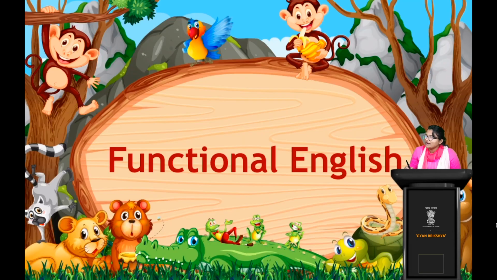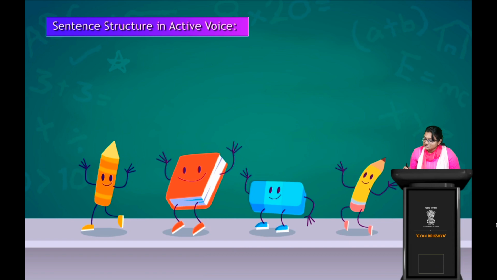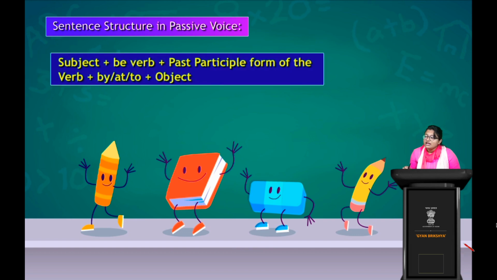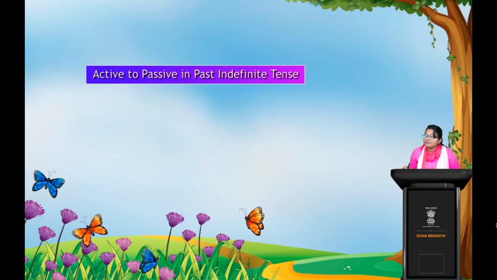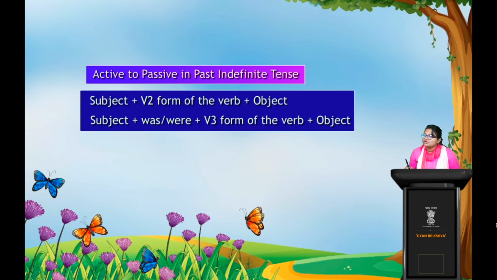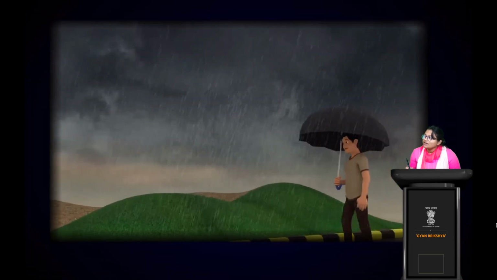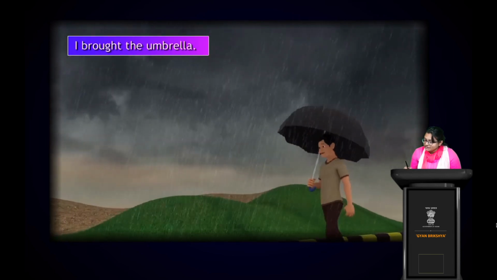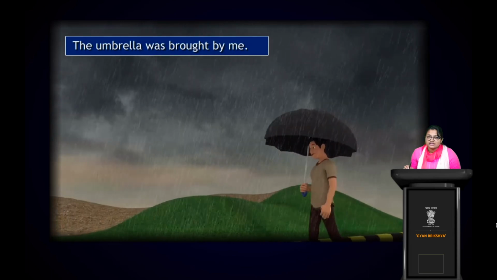Now that we have revised our last class properly, we will again take a quick revision of today's class. Okay, the sentence structures that we learned today. So this was past tense, right? Change from active to passive in past tense, the different forms of past tense. So let's start with past indefinite. This is the sentence structure, right? Okay, so we looked at sentences like this. I brought the umbrella, in past indefinite tense.